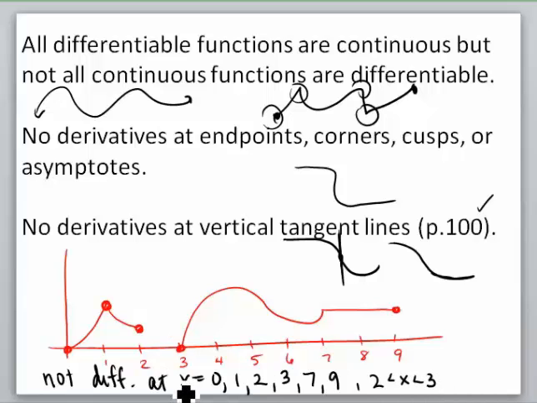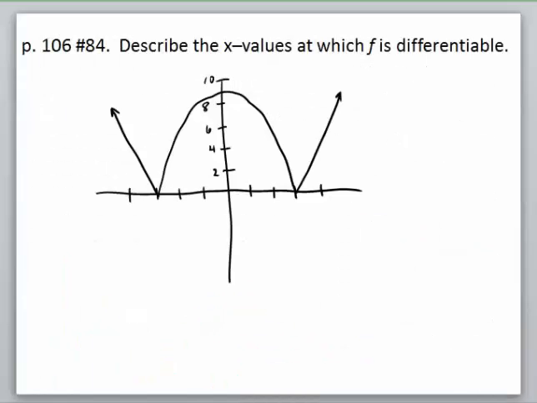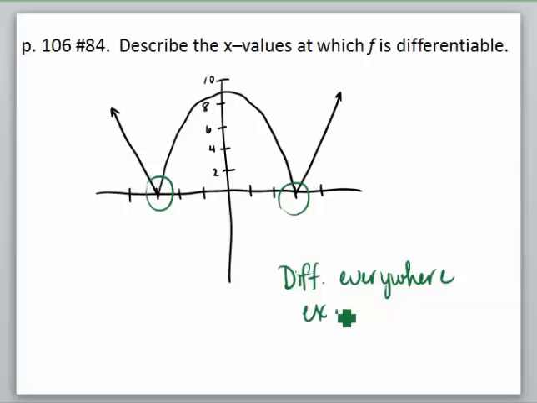Let's go on to a different function, and what we're going to do is describe the x values at which it is differentiable. So the easiest way to describe where something is differentiable is to find out where it's not differentiable. So right now I'm noticing that I've got a cusp here and here, and so that's at 3 and -3. So I'm going to put differentiable everywhere except when x is 3 and -3.